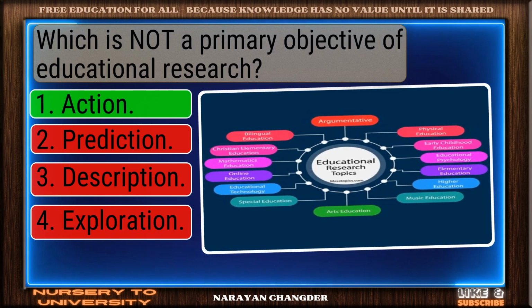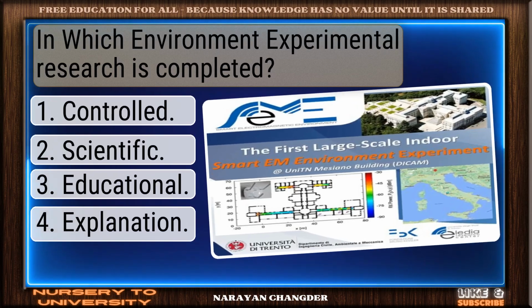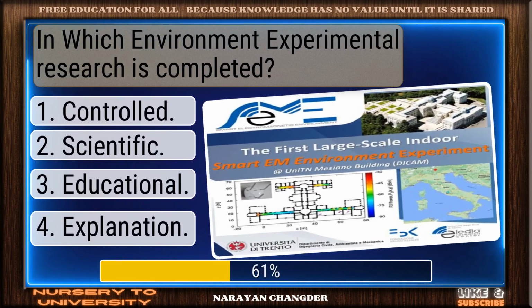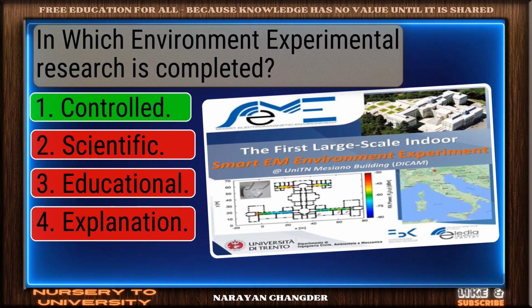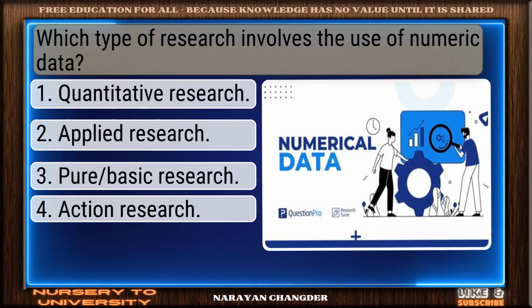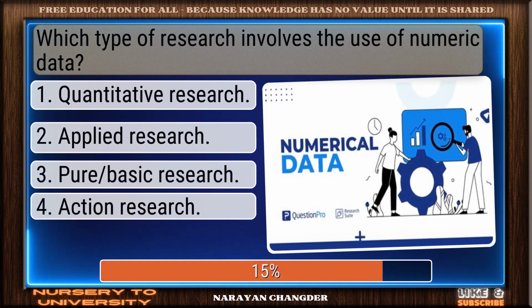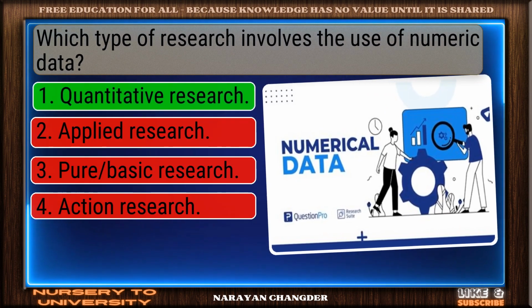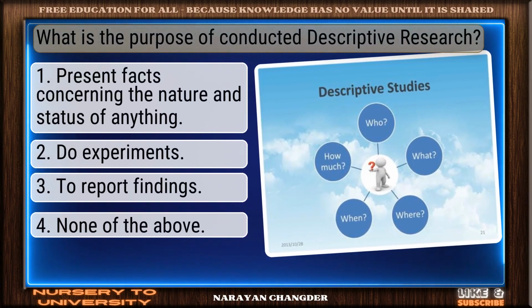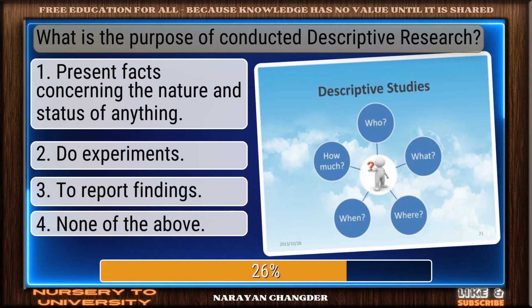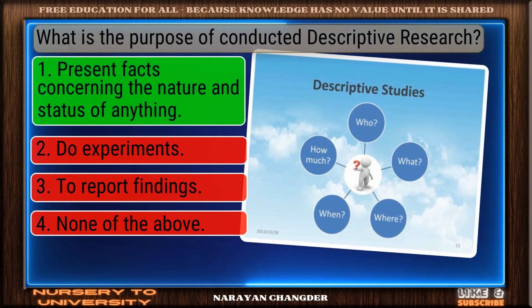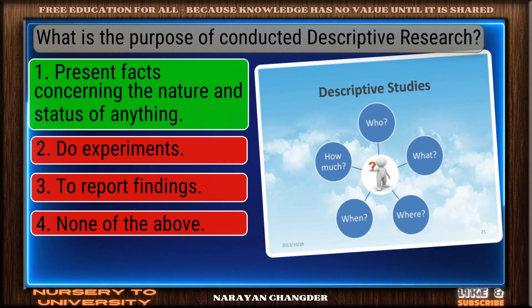Smart move. Action is an accurate answer. In which environment experimental research is completed? Exactly. Controlled makes sense, and it is right choice. Which type of research involves the use of numeric data or Solid response. Quantitative research is a valid choice. What is the purpose of conducted descriptive research? Bravo. Present facts concerning the nature and status of anything is the answer.